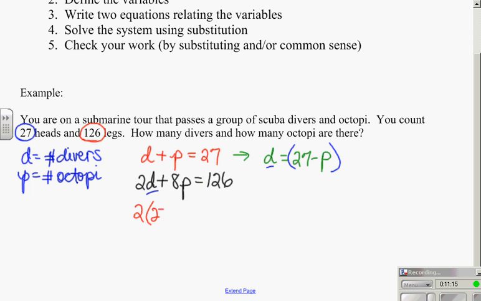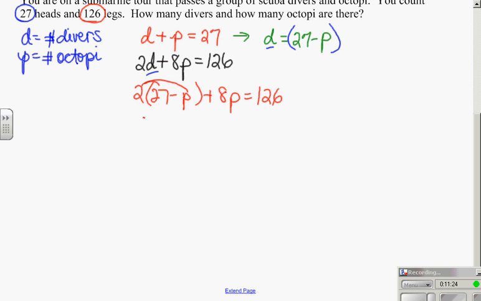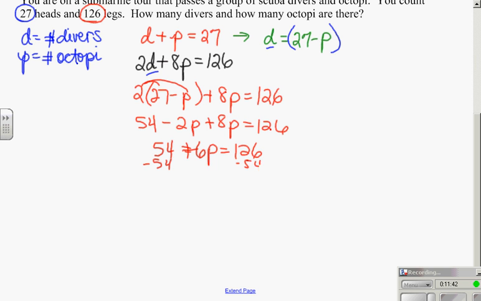All right, so now I'm going to do my substitution. 2 times 27 minus p plus 8p equals 126. Distributive property, 54 minus 2p plus 8p equals 126. Combine like terms. Oops, 54 plus 6p equals 126. Subtract 54 from both sides. 6p equals 72, and p equals 72 divided by 6, which is 12.